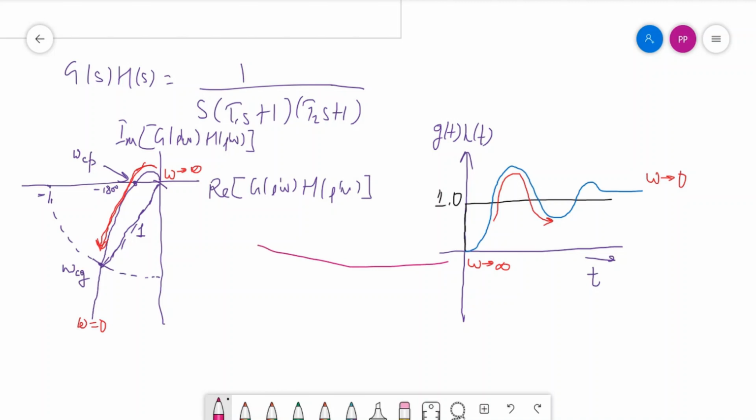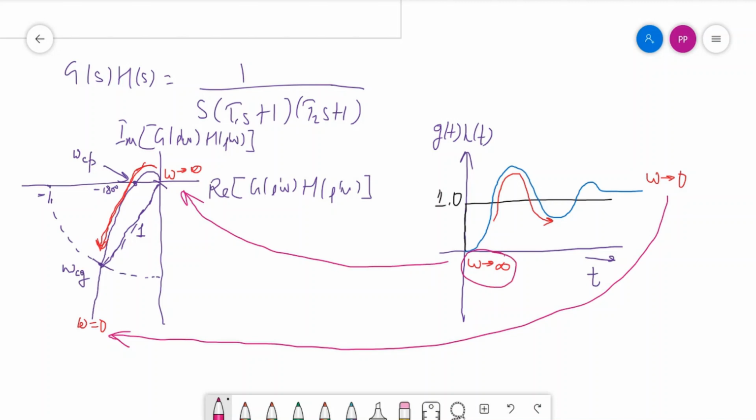So this point is corresponding to this point, and this point is corresponding to this point. So you should be careful about the plots, how in the time domain the system will respond, and when the same time domain is mapped to frequency domain, how the system will respond. Whenever the system is starting from an initial frequency of omega tends to infinity, that corresponds to the origin of the polar plot.